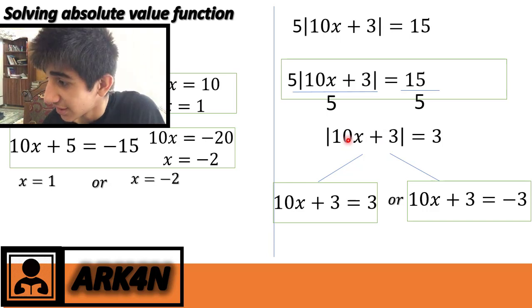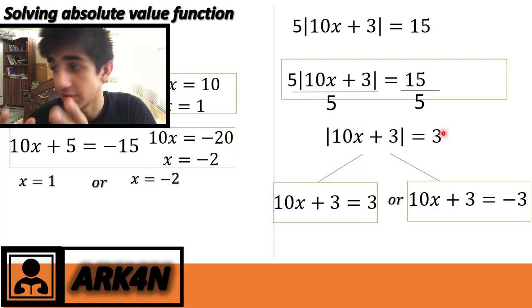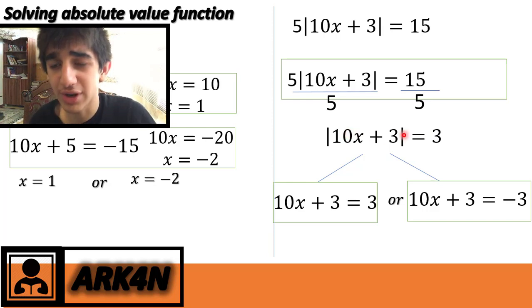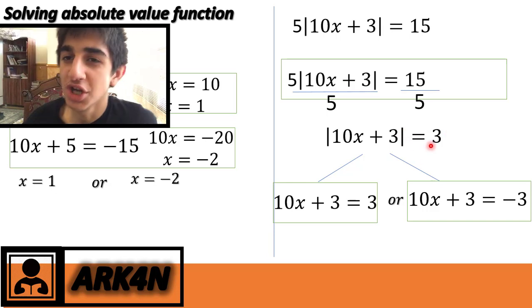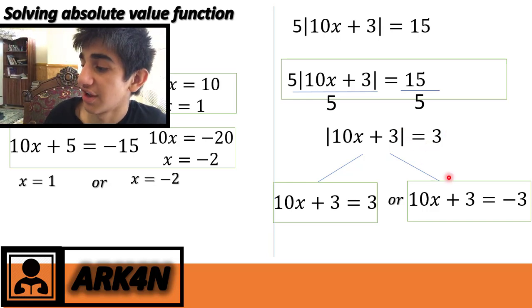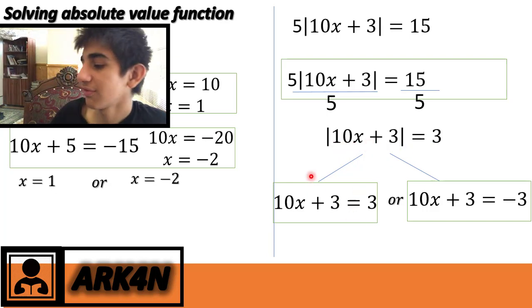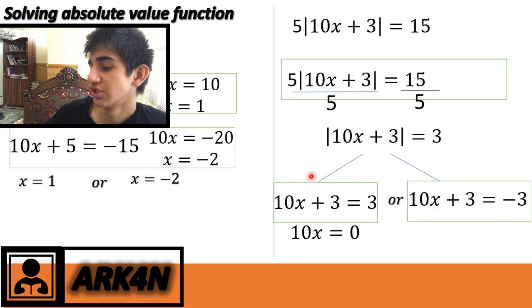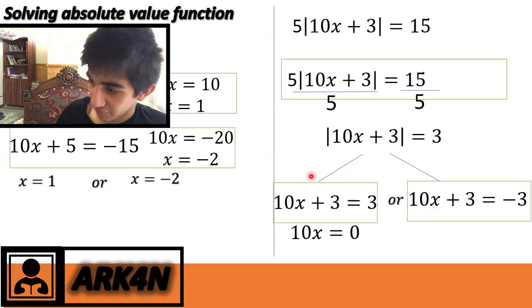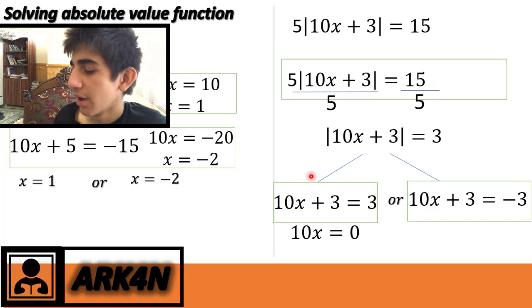Why is that? Take a look. If inside the absolute value we have a 3, we get 3 after removing the absolute value. If we have a negative 3, the absolute value will make that negative 3 into 3. So two different values can be inside here, either 3 or negative 3. Both of them will be true. Now solving, 10x equals 0 because we subtract 3 from both sides. We get 3 minus 3, which is 0, and the same on the other side. We get 10x equals 0.